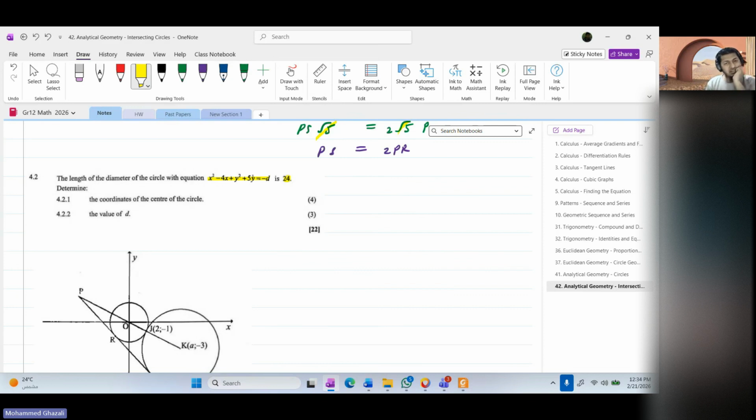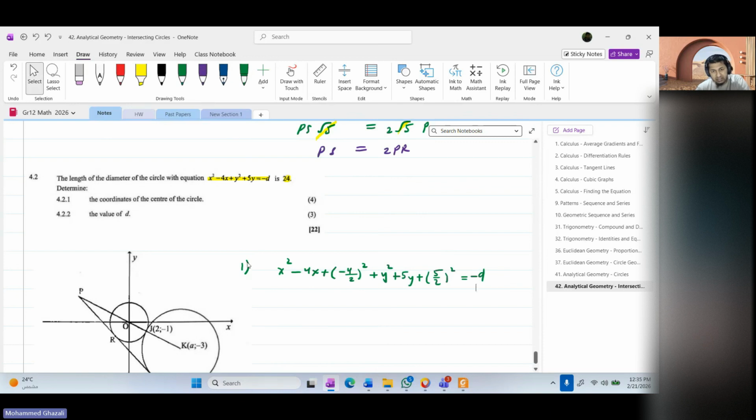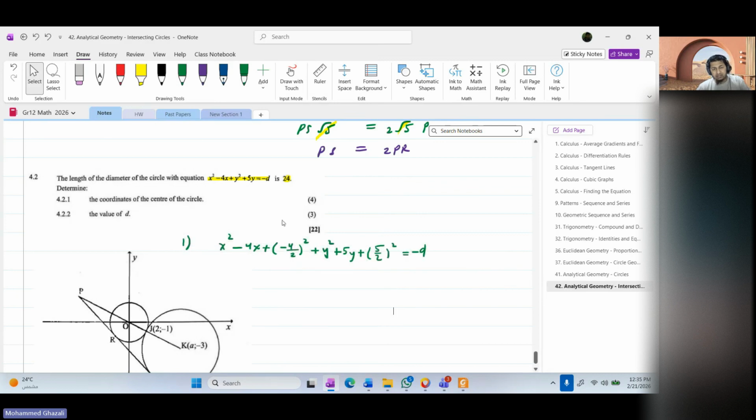Right, so we want to find the center of the circle here. So part one, x squared minus 4x plus minus 4 over 2 squared plus y squared plus 5y plus 5 over 2 squared is equal to negative d. Now be careful what you're writing. That d doesn't represent the diameter. The d is part of the equation of the circle there. So you need to say plus.